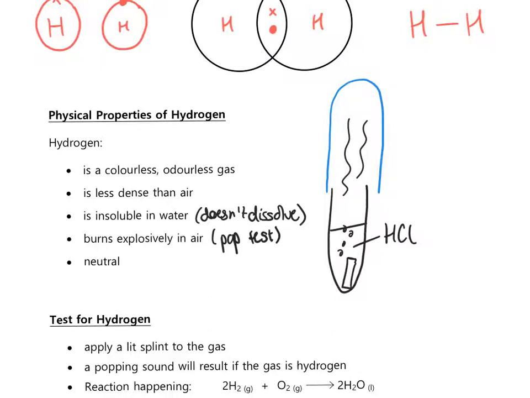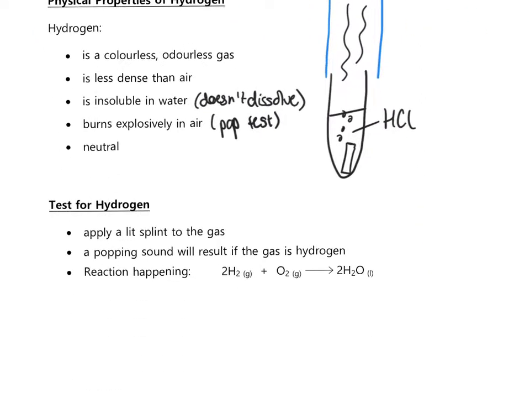When you apply a lit splint to hydrogen, you get a squeaky pop, which is actually an explosion. We'll come back to that in a second. So it burns explosively in air and it is neutral. Again, it's not acidic or alkaline. We've talked about this already.